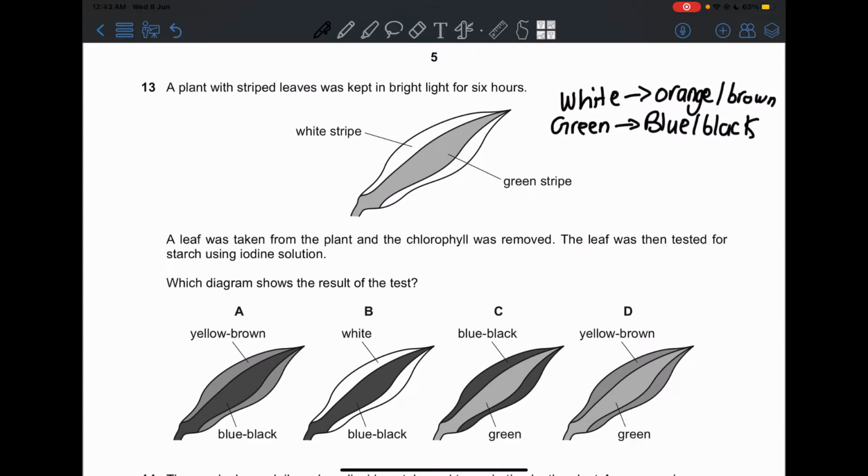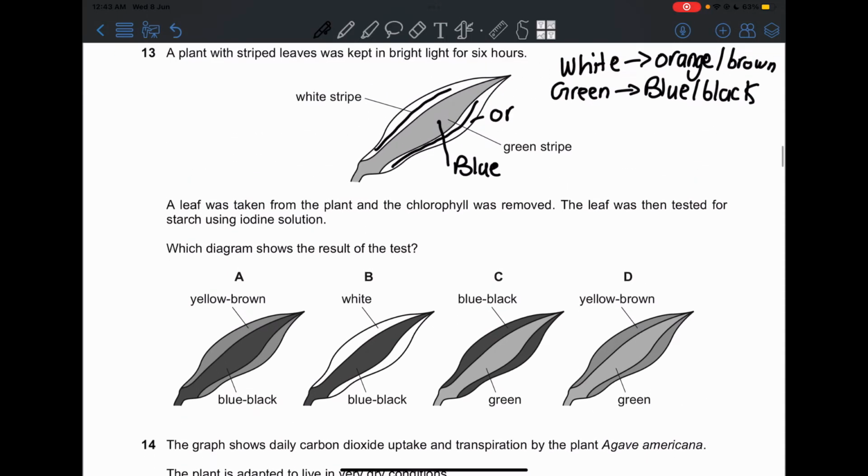So we have to check which part is the white that is going to be orange-brown and which part is the green. The outer part over here is actually the white, so it's going to be orange-brown, and in the middle it's green, so it has to be blue-black. So we should choose something that has blue-black in the middle, and in the outer parts it has orange-brown, so that is A.